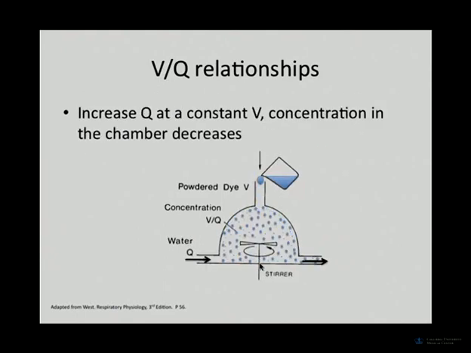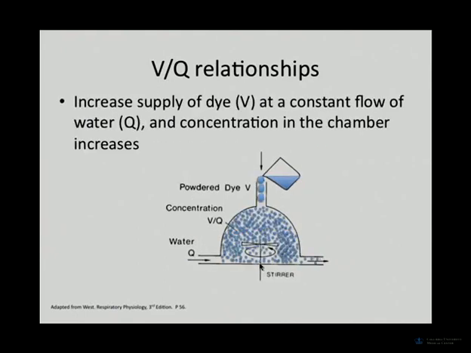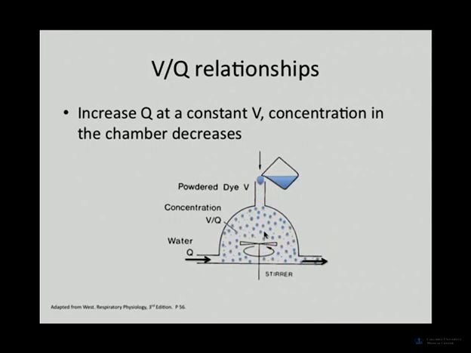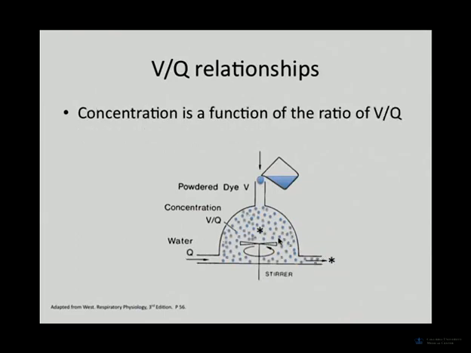Say we keep the water flow constant and we start to add dye at 3 times as fast a rate. Concentration in this chamber is going to go up. On the flip side, we keep it at that original addition of dye and we increase the flow of water through this chamber. The concentration of dye in this chamber is going to go down. So the concentration in that chamber is a relationship. It's the ratio of addition to removal. It's the relationship of V to Q.